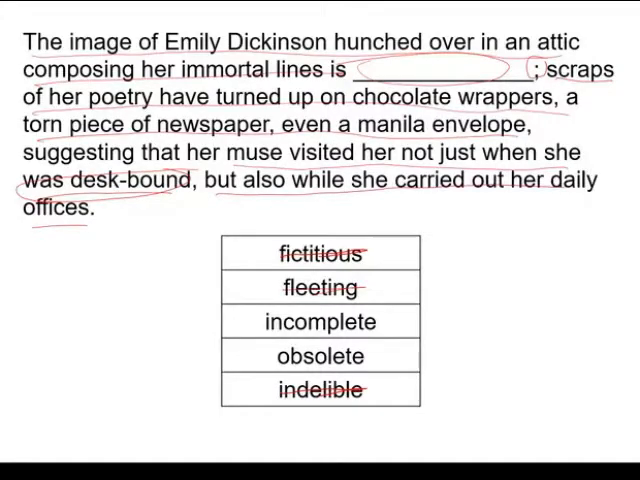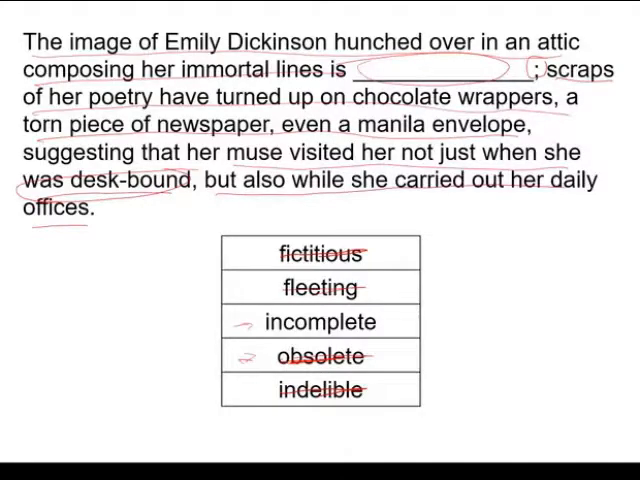We're now left with incomplete and obsolete. And this is a bit of a tough call. I'm going to pick the answer that has the most support in the passage. Now, the image could very well be obsolete or outdated. Maybe people thought up the image of Dickinson as a desk-bound writer some time ago, and it has since been debunked by discoveries of chocolate wrappers and news scraps. But we do not have any information in this text about a timeline for the original idea or for the discoveries of these discarded scraps. So there's not a lot of support for obsolete.